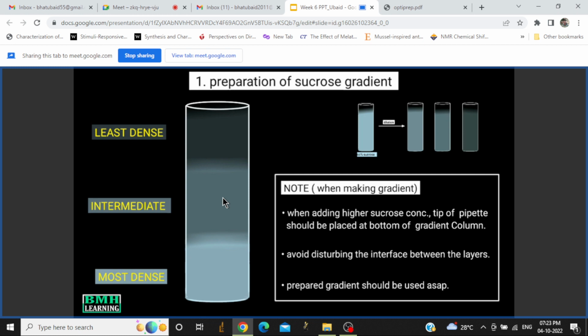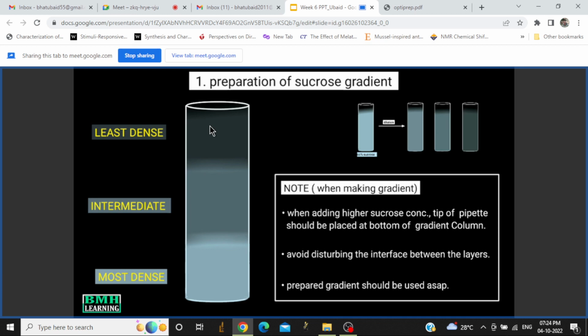So when we add the sample here at the top, for example, here we have added 30%, so consider a density of 30, then the 40% solution, 50% solution, and 66% solution. Each layer has some different density. The higher percentage of solution has more density, and the lower percentage has less density.